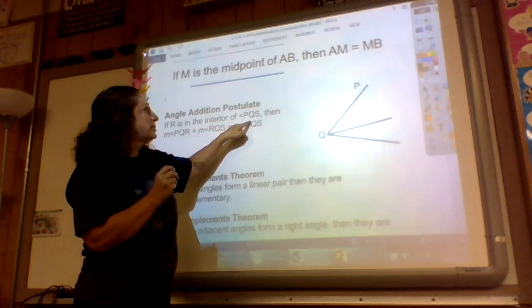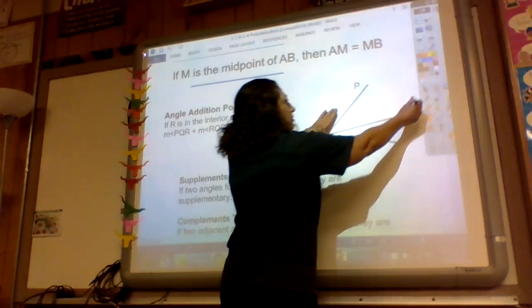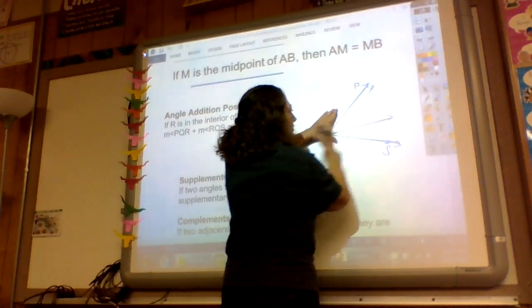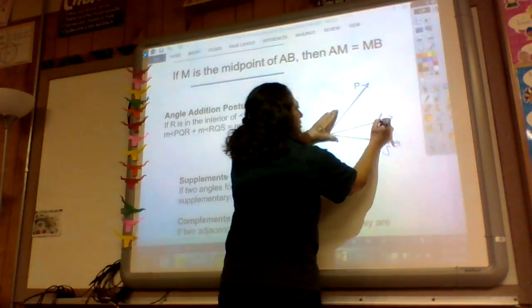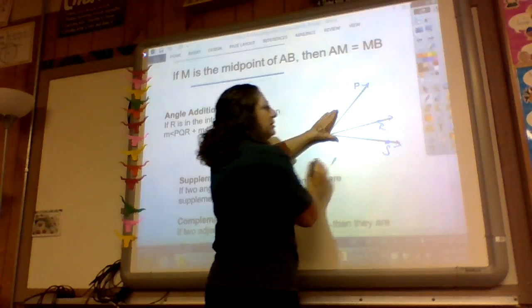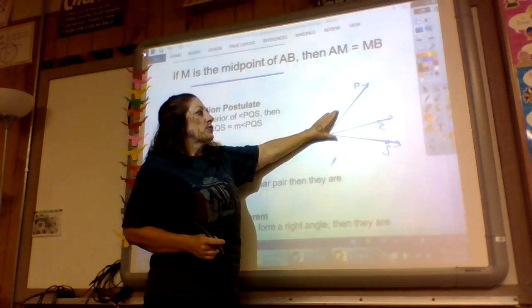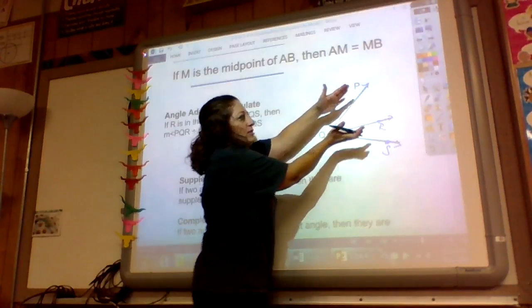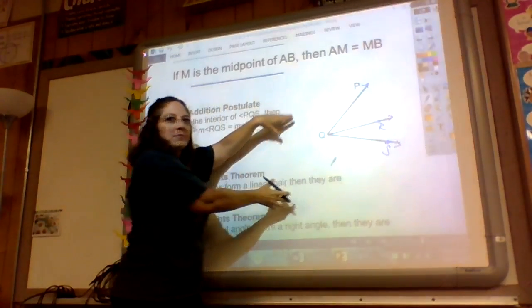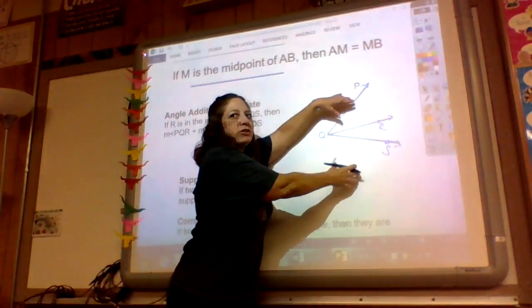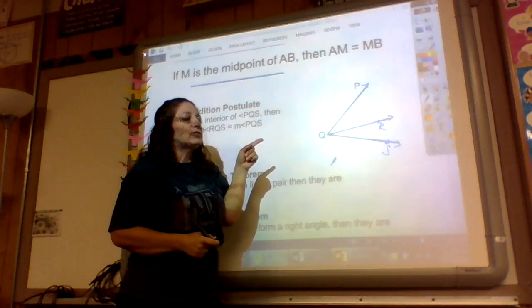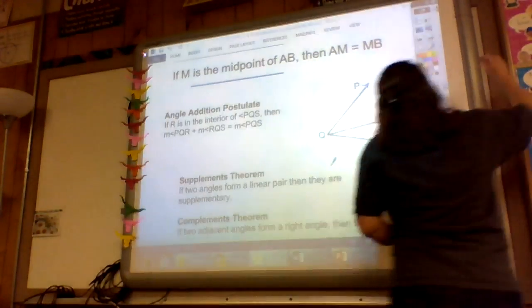Interior of an angle PQS. So on your picture, S should be right here, and these should be arrows. And R is on the interior. What does interior mean? Inside. So for my angle, anything inside the two rays is your interior. So what's out here? The opposite of interior? Exterior.